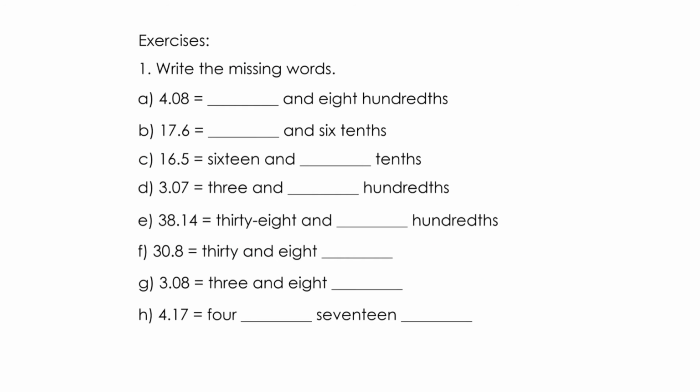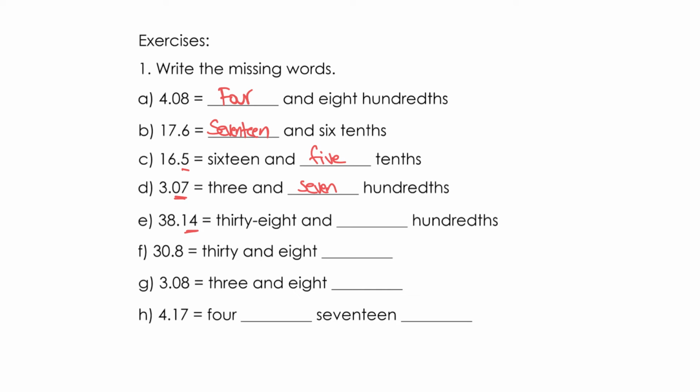Write the missing words. So let's see what we got here. 4.08, which is 4 and 8 hundredths. 17.6, so this would be 17 and 6 tenths. 16 and, well, we have 5 tenths here. 3 and, well, we have 7 hundredths.